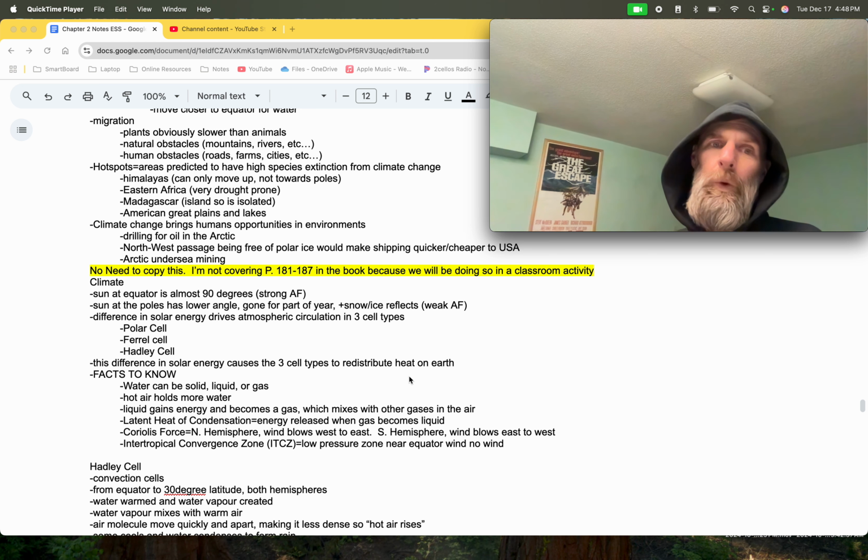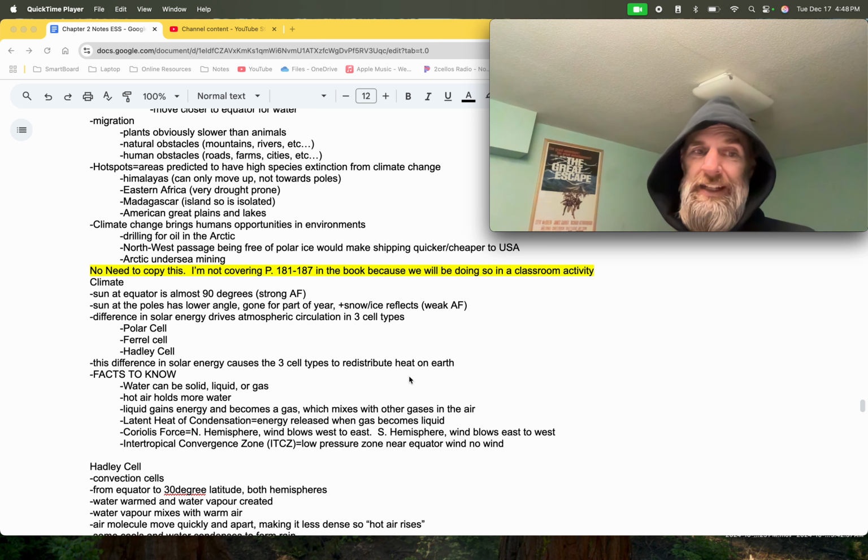Facts to know. Water can be solid, liquid, or gas. Boom. So hot air holds more water, which is one reason why you got more precipitation near the equator than you do way up in the Arctic. Liquid gains energy and becomes a gas, which mixes with other gases in the air. Latent heat of condensation is energy released when gas becomes liquid. So gas goes to liquid, condensation, boom, energy released.